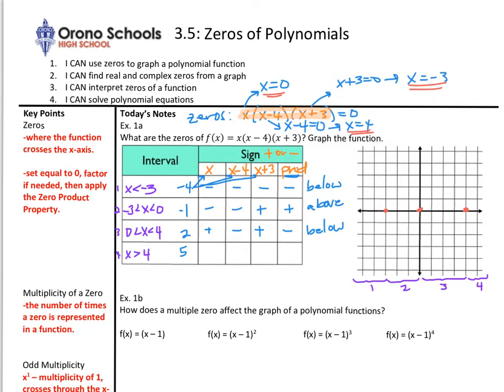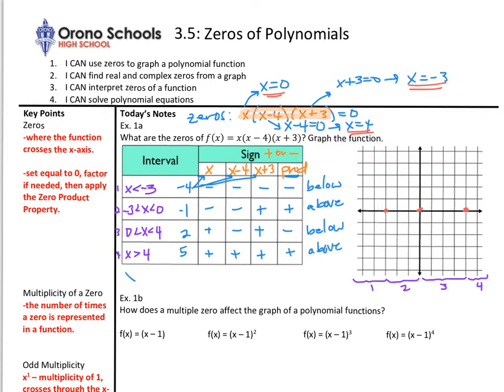Our last number, +5, if I plug that in for x, that would stay positive. X minus 4, well, 5 minus 4 would stay positive. X plus 3, 5 plus 3 would stay positive, and that means the product is positive. So that means the graph is above.